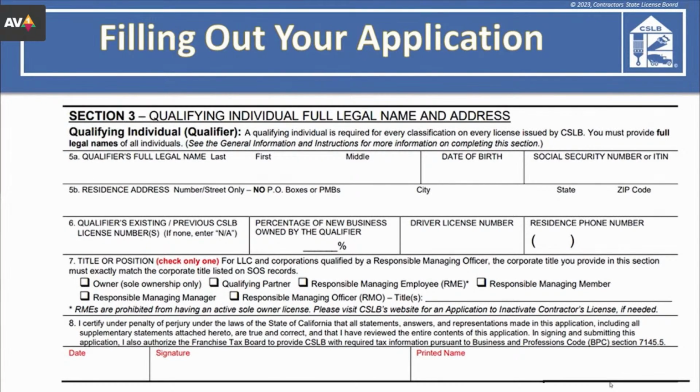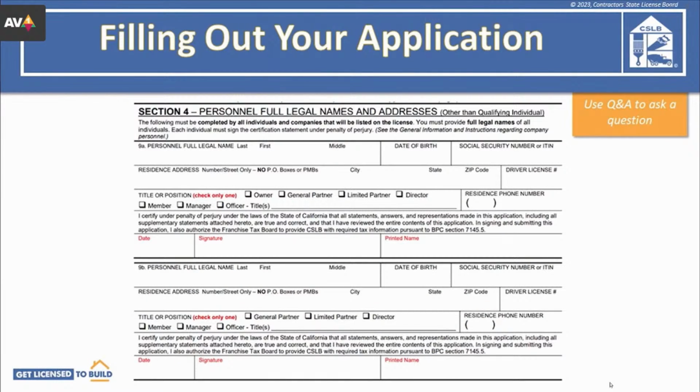You can find more information on this on pages 2 through 4 of the application instructions. Line 8 is where you will sign and date your application. Section 4, Personnel, Full Legal Names and Addresses. Section 4 is where you'll list the personnel information for all remaining personnel that will be listed on the license.